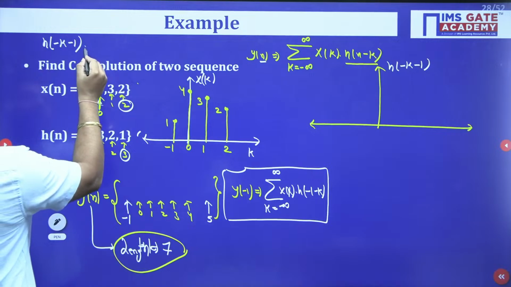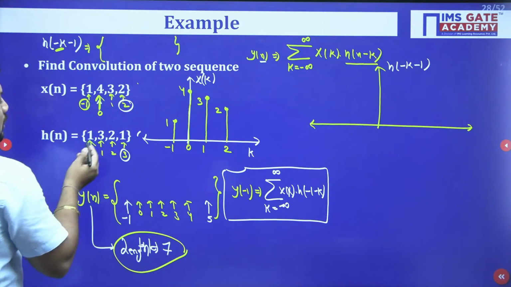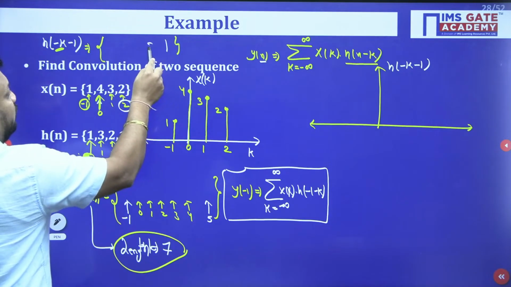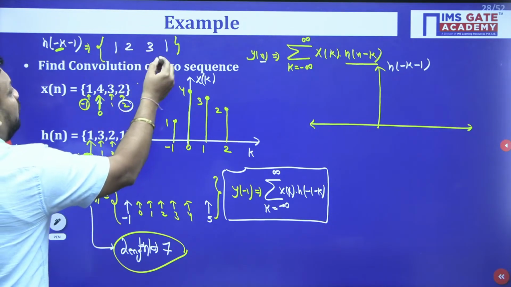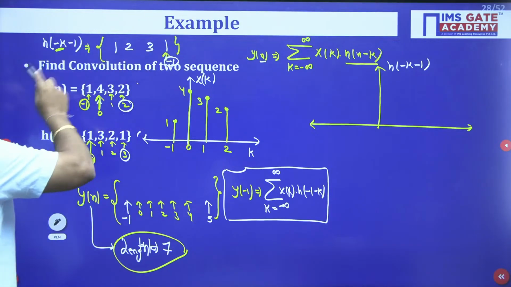It means I have to perform reversal first of all. If I perform reversal of 1, 3, 2, 1, I should write it like this: 1, 3, 2, 1. And from here the starting point is minus 1, so it is minus 2, minus 3 like this.